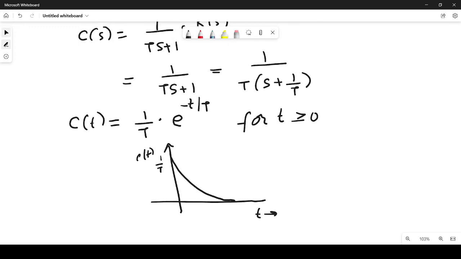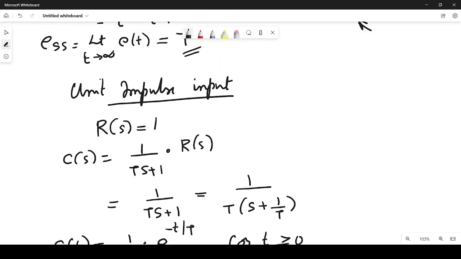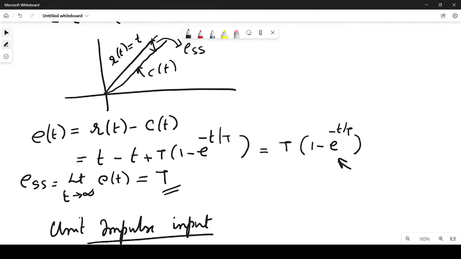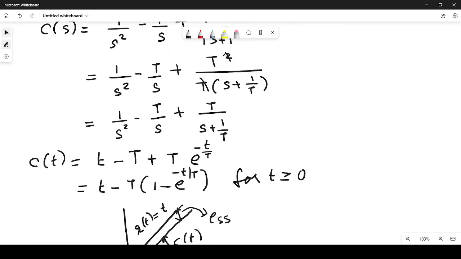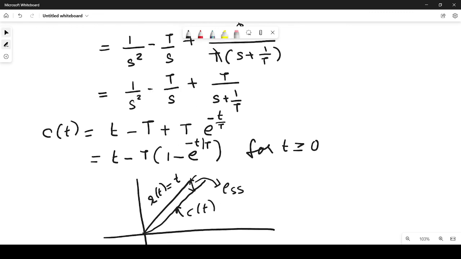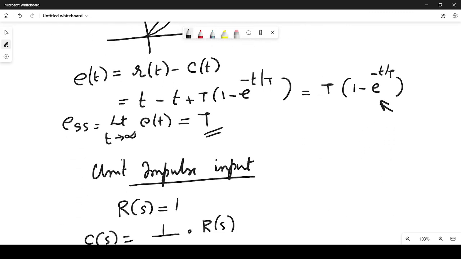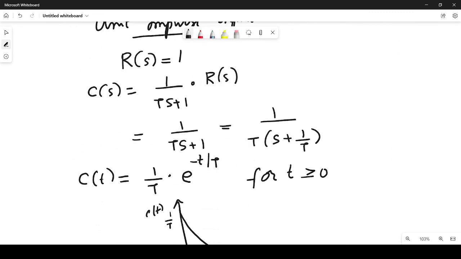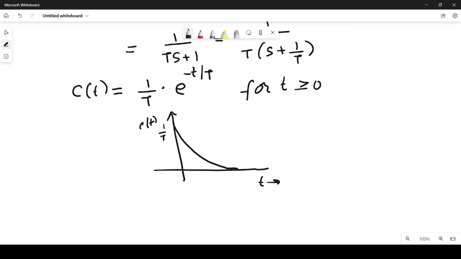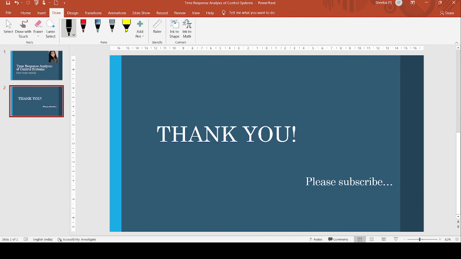So we have seen the time response for the first order system to a unit step input, unit ramp input, and a unit impulse input. So this is how you can find the time response for any standard input, for a given input. That can be any of the standard inputs which you can give. So for the first order system, you got the time response, and we found the steady state error also.